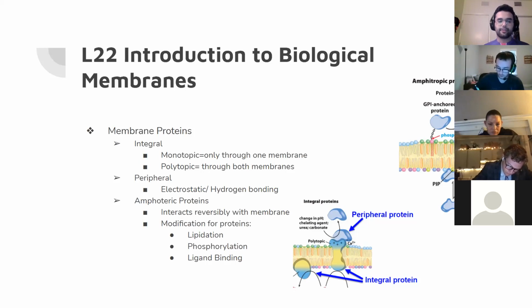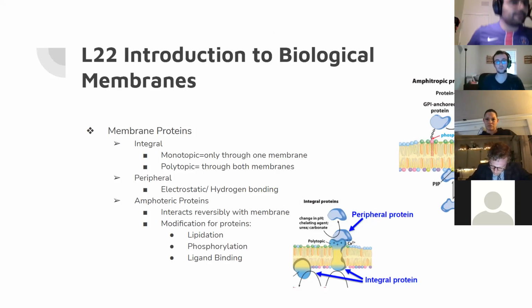And then we have our amphitropic proteins. These can interact reversibly with our membranes, and they usually have some modifications, which are either lipidation, phosphorylation, or ligand binding. As you see right here at the top, we have our GPI-anchored protein, and they can move around. They can attach when they need to and detach when they don't need to as well, right?